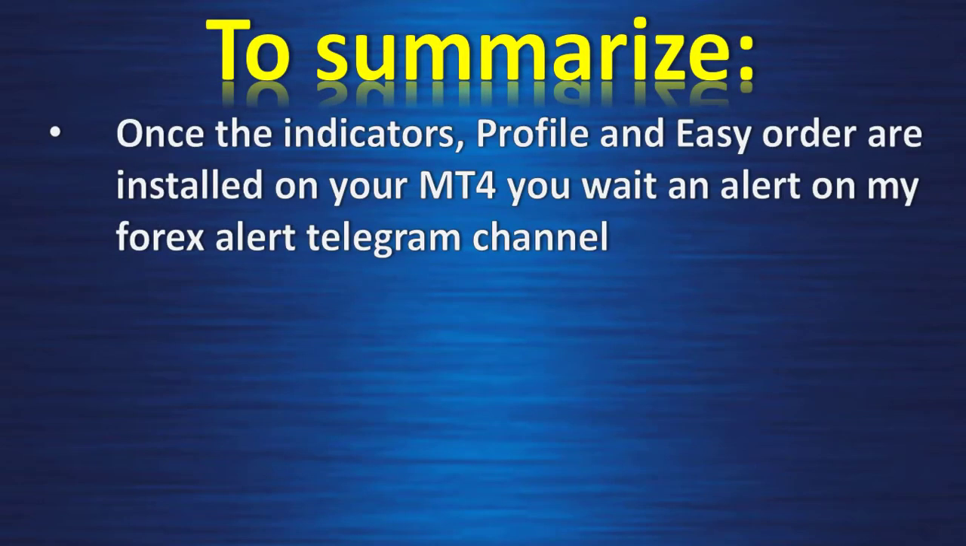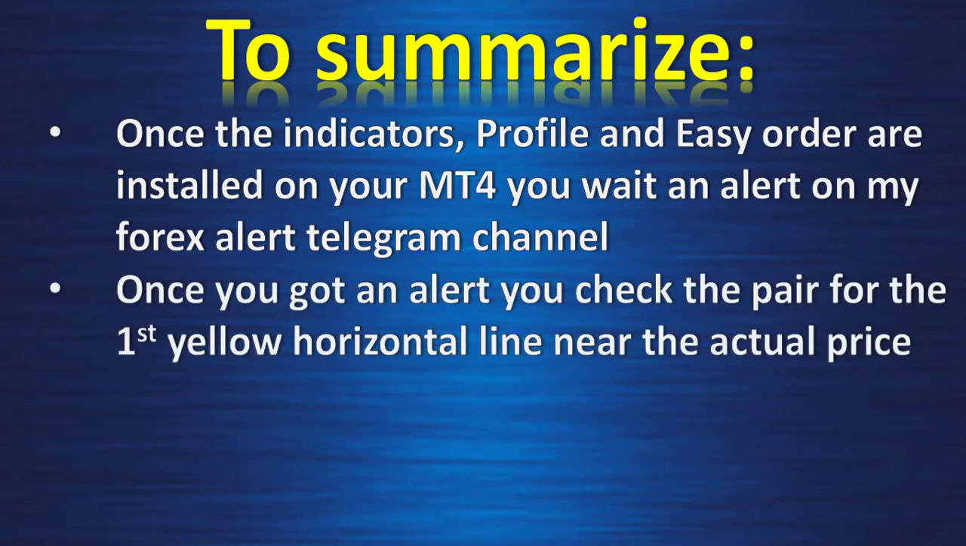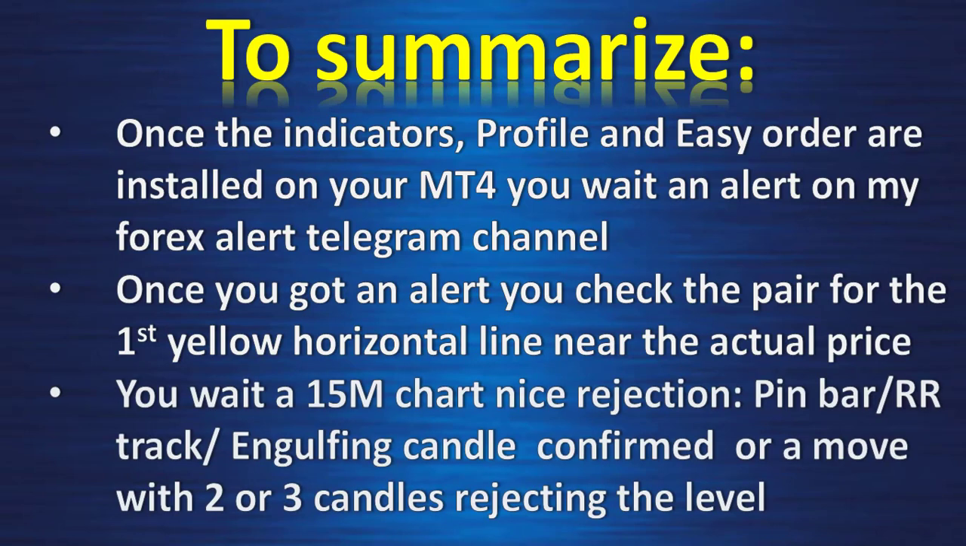To summarize, once the indicators, profile, and EZ order are installed on your MT4, you wait for an alert on my Forex Alert Telegram channel. Once you get an alert, you check the pair for the first yellow horizontal line near the actual price. You wait on the 15-minute chart for a nice rejection, in the form of a pin bar, a railroad track, or an engulfing candle, confirmed, say broken down or up, and closed below or above, or you wait for a move of 2 to 3 candles rejecting the level nicely.